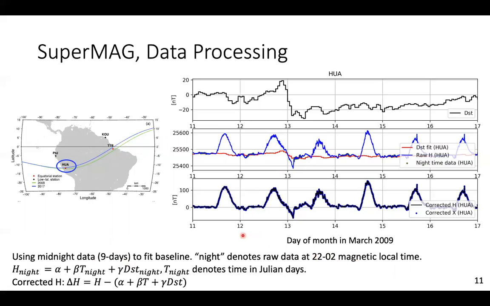By subtracting the baseline, we can get the bottom panel figures, the corrected component in the horizontal component. So in this figure, we can see during the midnight, there's almost no current in this area.